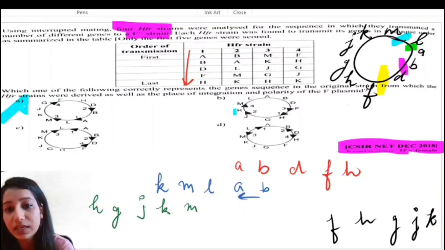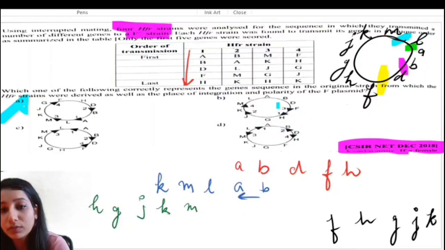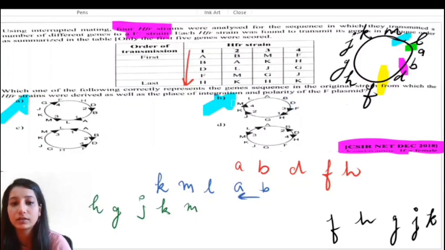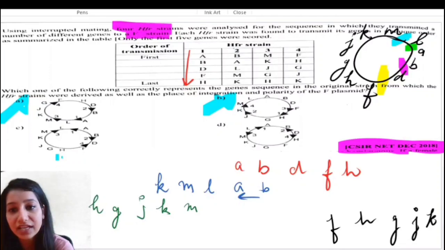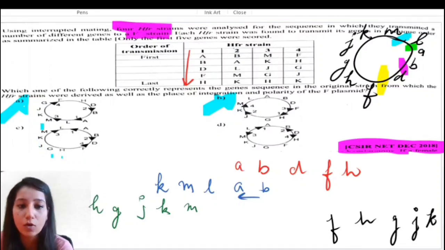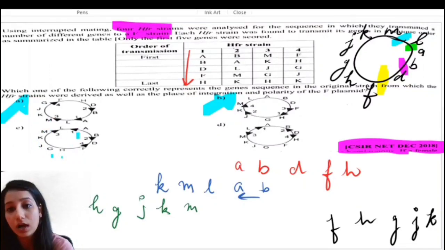Then here we'll see K, M, L, A, B, D, F, H, G, J. Okay, this is correct. Now we'll see the F factor. One F factor should be between B and D. No, this is also incorrect. Now let's see the next one: K, M, L, A, B, D, F, H, G, J, K. Okay, this is correct. Now let's see the F factor.